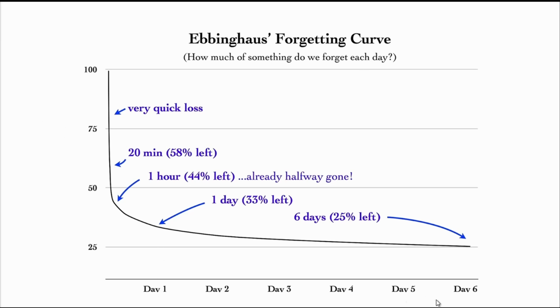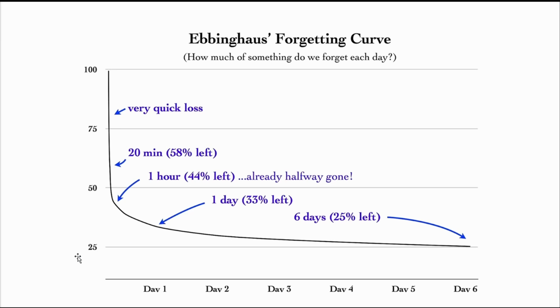So the x-axis is time, day 1, 2, 3, 4, 5, 6, and the y-axis is your memory. Now, when you read something, let's say a page, when you finish reading that page, you'll have 100% of the information. After 5 to 10 minutes, there'll be a very quick loss. The information will go down to 75%, 50% after about 20 minutes. After about an hour, it goes to approximately 30%.